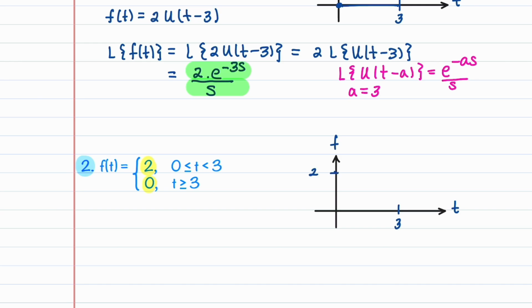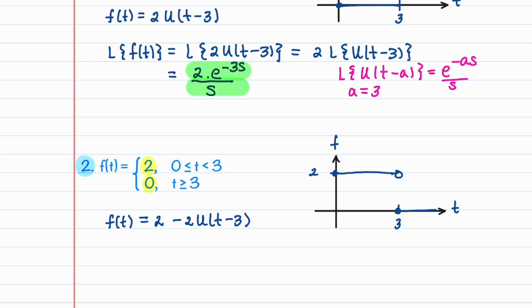Our function starts at 0, and then goes all the way to 3, and we'll put an open circle here, and then at 3, it becomes 0. Here, our function is first on, and then it turns off. We can write this as f of t is equal to 2. That's what it starts out with. And then it becomes 0. So what we have to do is subtract off 2 times u of t minus 3. And that way, it's going to go to 0.